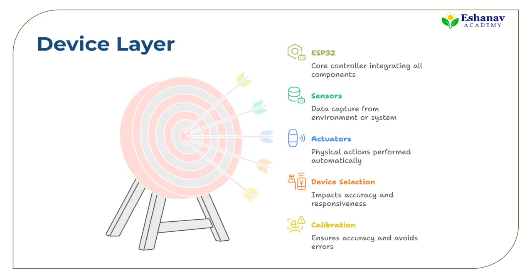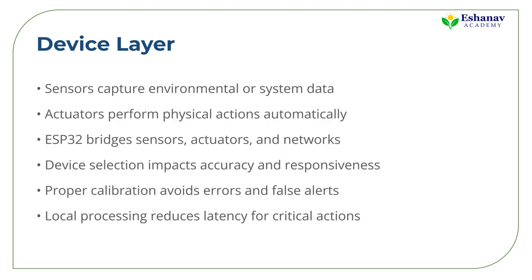The device layer is where your IoT system touches the real world. Sensors capture physical data, temperature, humidity, motion, while actuators perform actions like switching a relay or adjusting a fan. When I first built a greenhouse monitoring system, I learned that choosing the right sensor and correctly calibrating it saved days of debugging.